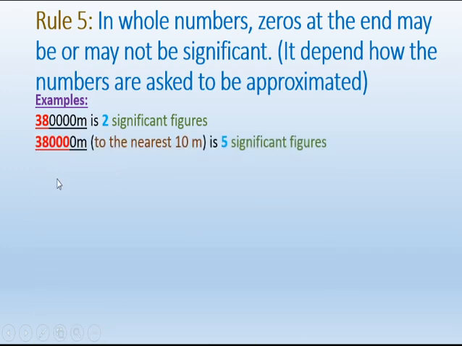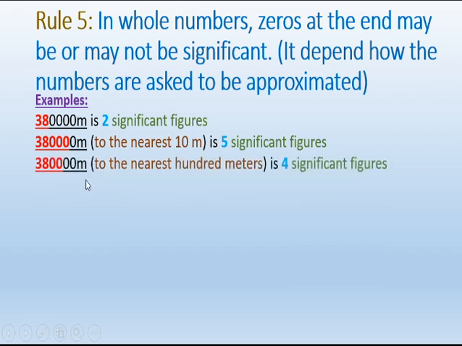Similarly, the same number 380,000 is there, but it is to the nearest 10 meter. So 10 meter means we consider this as the unit: 0 is the unit, and the next place is tens. So we will keep everything up to the tens, and all the digits from the tens place upward will be considered significant. The 10,000 and 100,000 places will all be considered significant, so it has 5 significant figures.